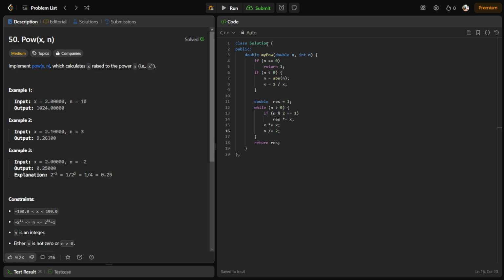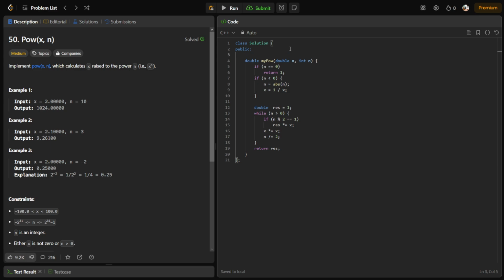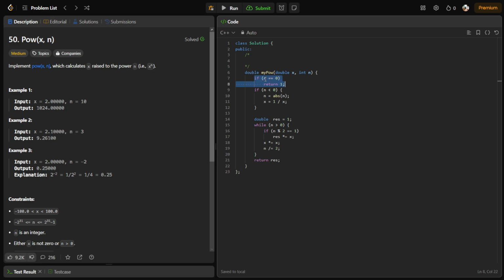So let's go over my implementation. This is a rather straightforward problem after all. So here, we first of all check whether or not n is equal to 0, because we know that anything to the power of 0 will return 1.